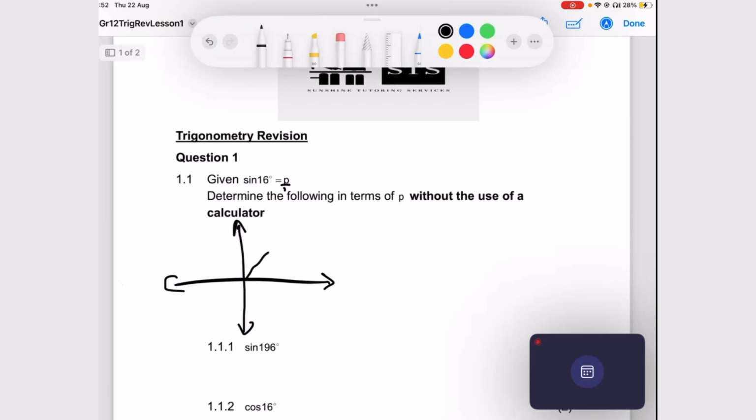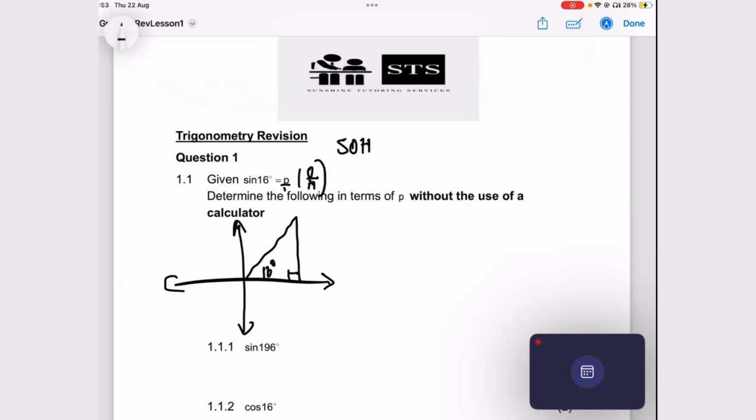So 16 is in the first quadrant definitely. So this will be 16 degrees. This will be opposite because sine is opposite over hypotenuse. To remember, we use SOHCAHTOA. So now that will be opposite P and that will be 1.